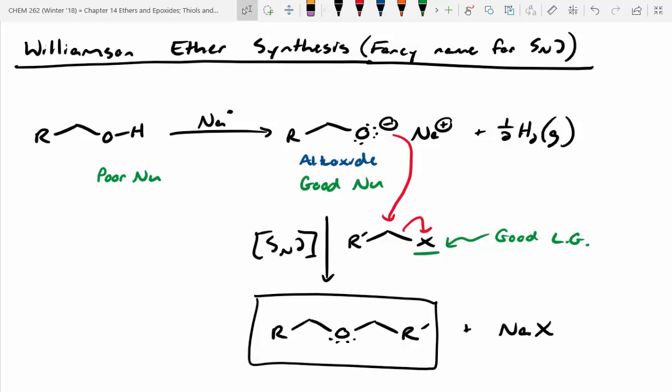The other important thing to remember too for SN2 is that this carbon right here needs to be methyl or primary. Why don't we do secondary or tertiary? It would favor E2, right? Our alkoxide that we made is also a good base. We don't want E2 reactions. We only want SN2 reactions. So we do have to be careful with the electrophile that we use.